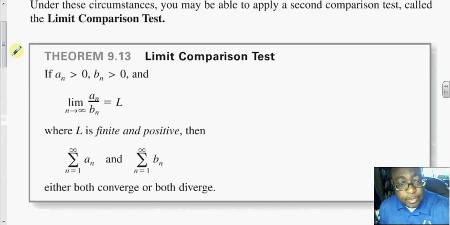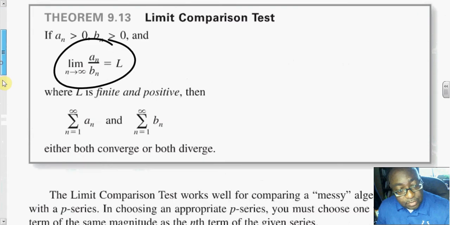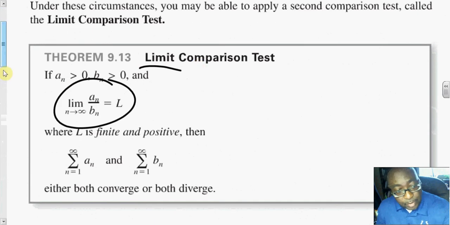The limit comparison test says that if the two given sequences, a sub n and b sub n, are positive, and if the limit of their ratios is a positive and finite number, then whatever happens to one series, the same nature happens to the other. So if one series is convergent, the other series is convergent. If one series is divergent, the other series is divergent. So the key is on the test of the limit, so that's why we call it limit comparison.